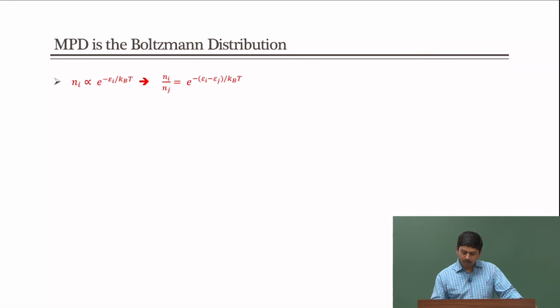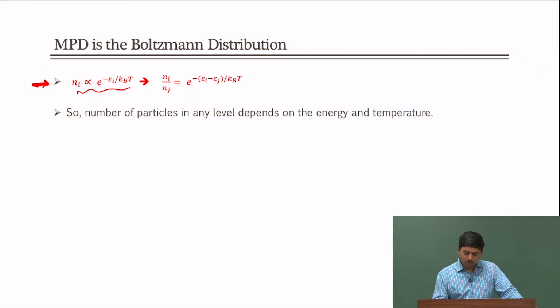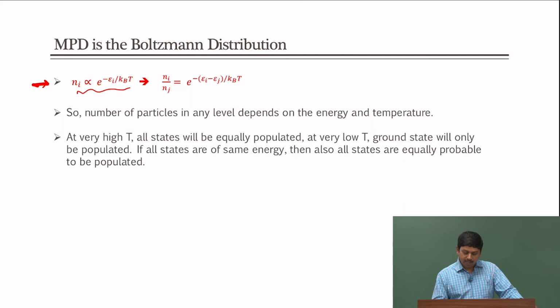So, now coming back to this, we have seen that n_i by n is proportional to e to the power minus E_i by k_B T, and there is a normalization constant. So, the number of particles in any level depends on energy and temperature, and at very high temperature all states will be more or less equally populated. At very low temperature only the ground state will be populated, and that is a very important conclusion from this particular Maxwell-Boltzmann statistics. If all states are of the same energy, then also all states will be equally populated.